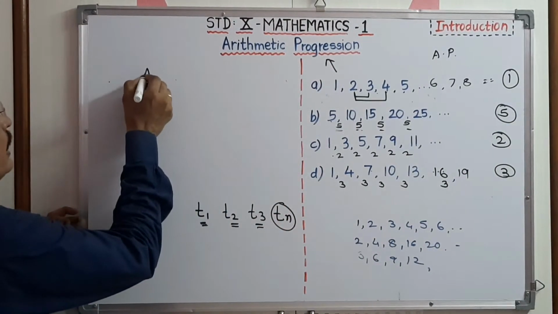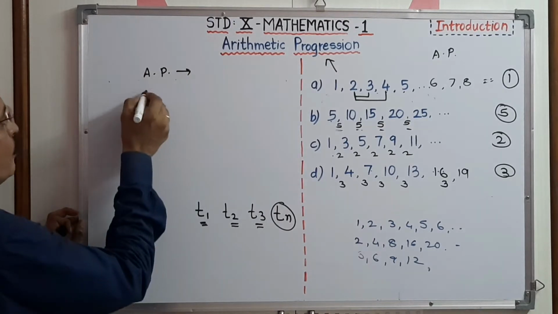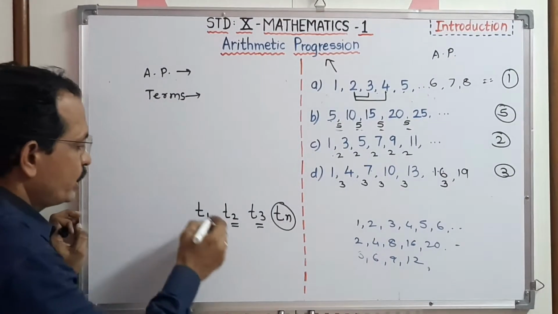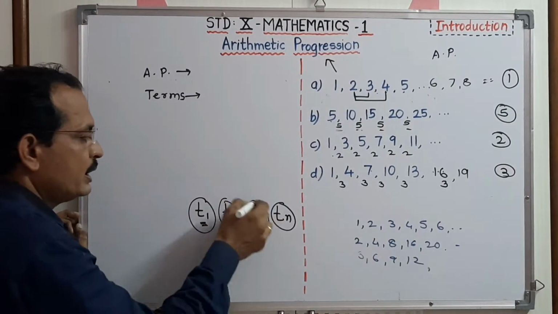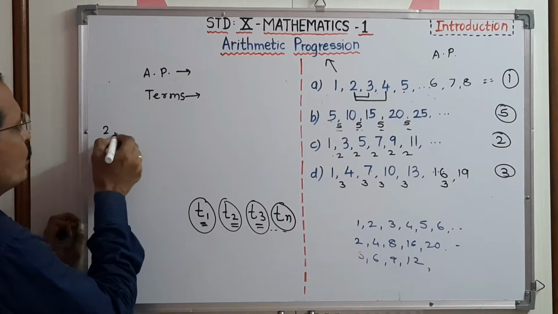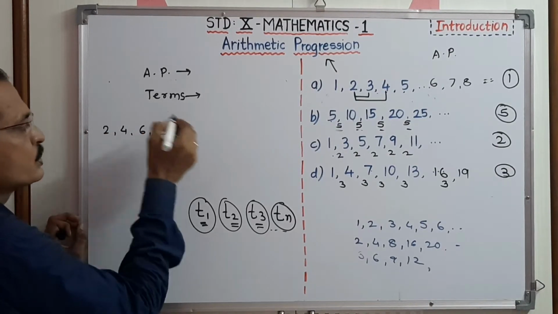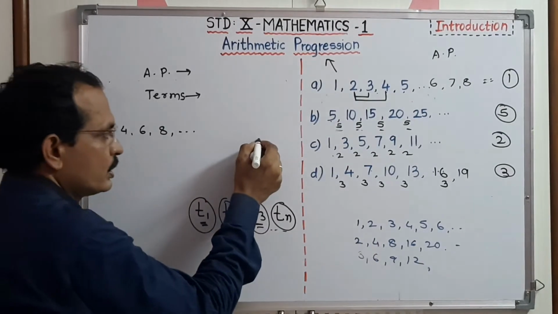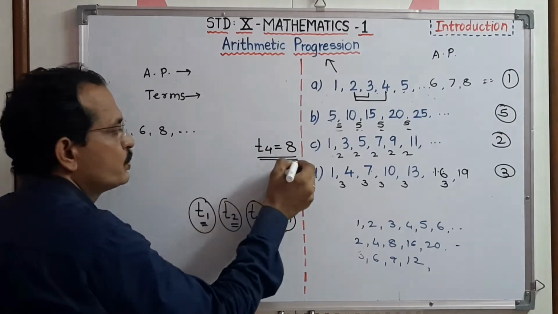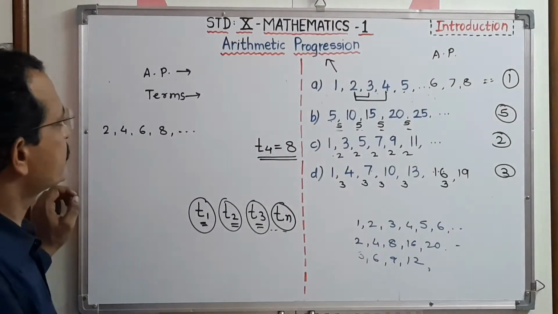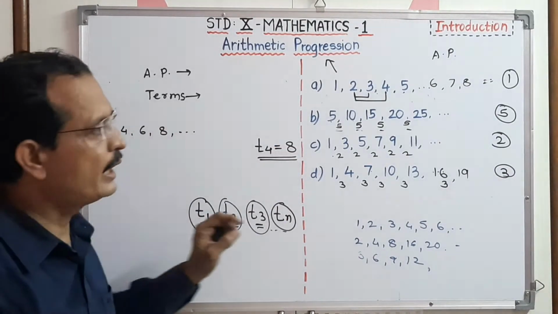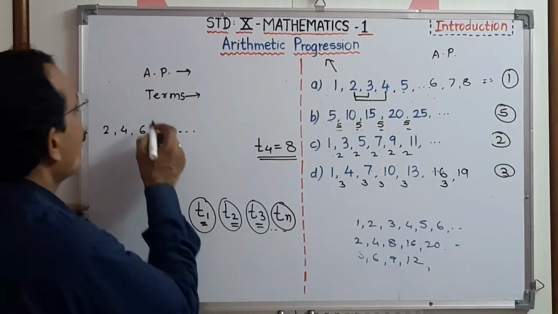See here, in an arithmetic progression, first of all we have to learn about the term. There are many terms. The first term we denote by T1, the second by T2, T3, like this. There are Tn. Suppose I write here 2, 4, 6, 8 and so on. Suppose I have to write the fourth term, then I use T4, and the fourth term is 8, like this we can write. Now the next concept is that we have to find the difference, and this difference is known as the common difference.